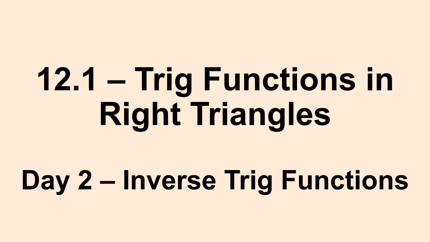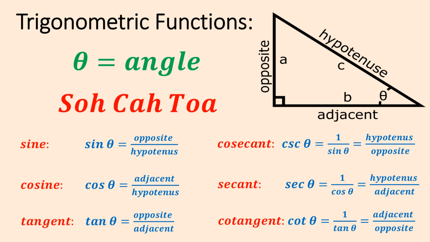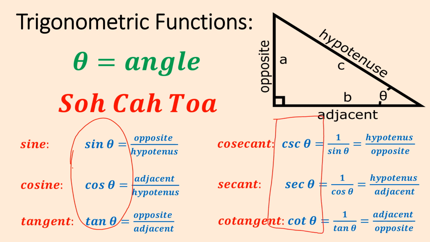The second day of 12.1 covers inverse trig functions. As a refresher, here are 6 trig functions. We have the SOHCAHTOA ratios that you learned back in geometry, and then we have the 3 new ratios, cosecant, secant, and cotangent, which are just the flip of our original 3 functions.